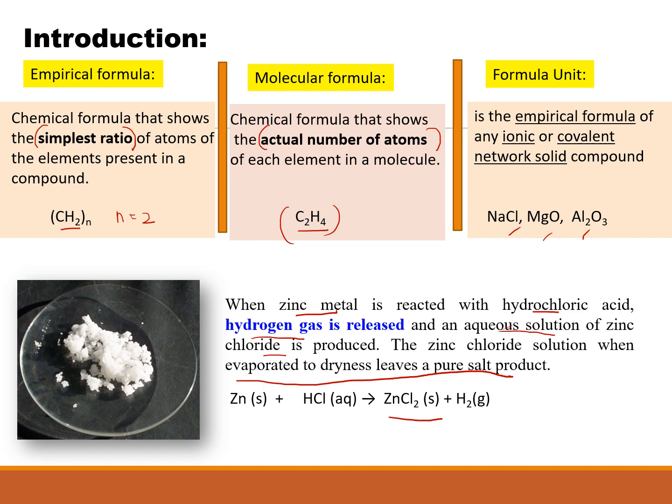So before we go to the next slide, you must know how to complete the equation. So zinc is 1, Cl is 2, meaning that you must put the 2 at HCl. So 2 HCl means 2H and 2Cl. So the ratio of zinc to chloride according to the theory is 1:2.